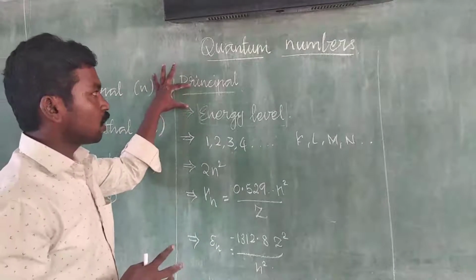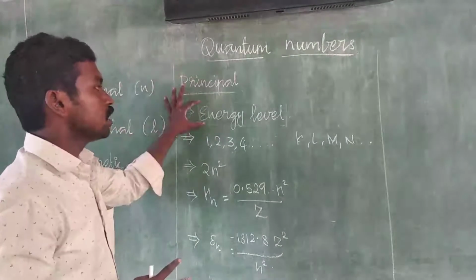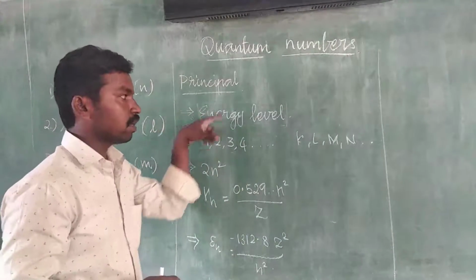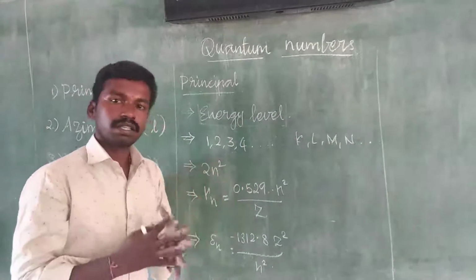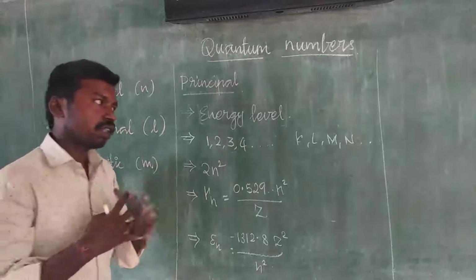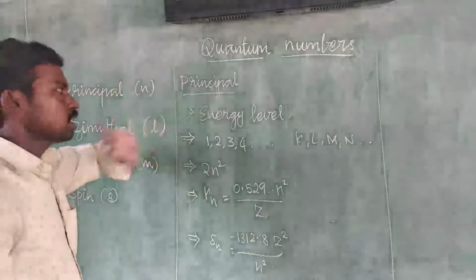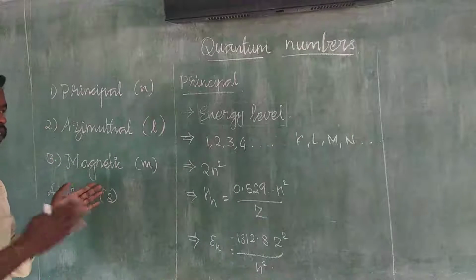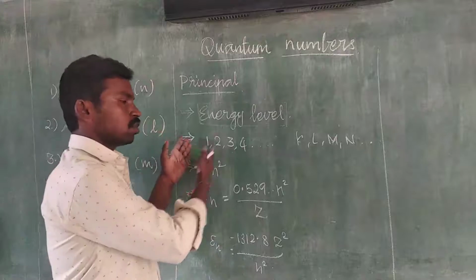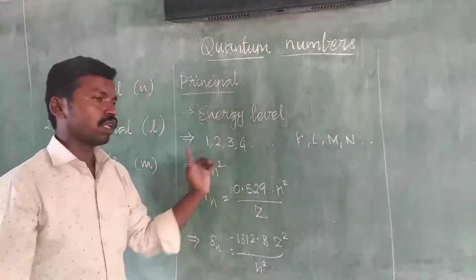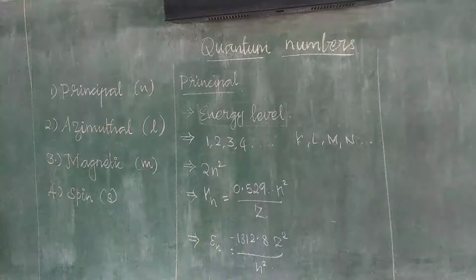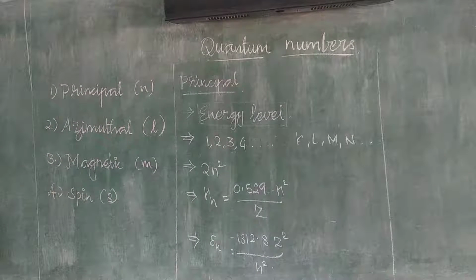So this principal quantum number is used to represent the place where the electron is present: the energy level, the shell, or the orbit in which the electron is present. It is denoted by the symbol N, and the N value may vary from 1 to any number. 1 means the first shell, 2 means the second shell, 3 means the third shell, 4 means the fourth shell, and so on.